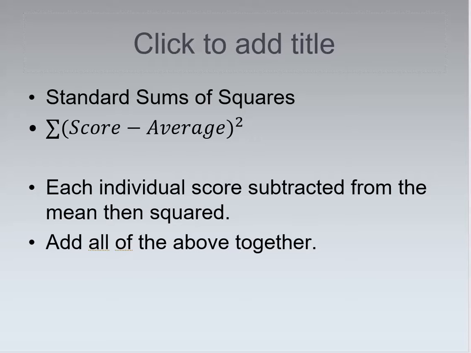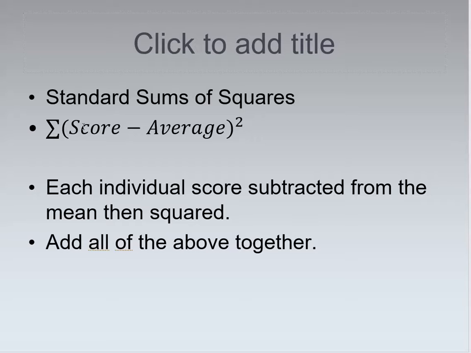Alright. We are going to be talking about how to do the standard sums of squares. We have over here, sigma is a score minus an average squared. And so this can be any score. It can sometimes be a mean. It can be a group mean. It can be anything. But this is the standard way about doing a sums of squares.